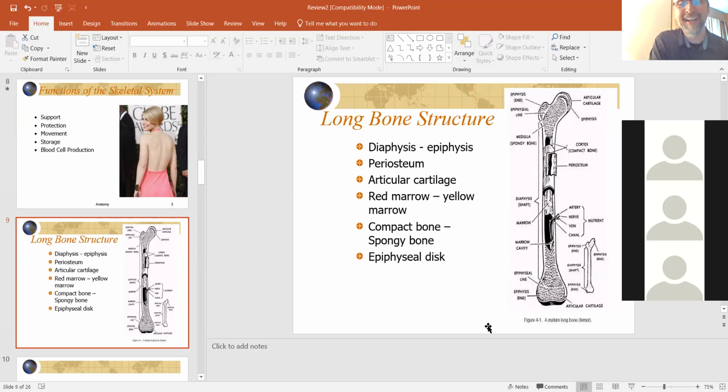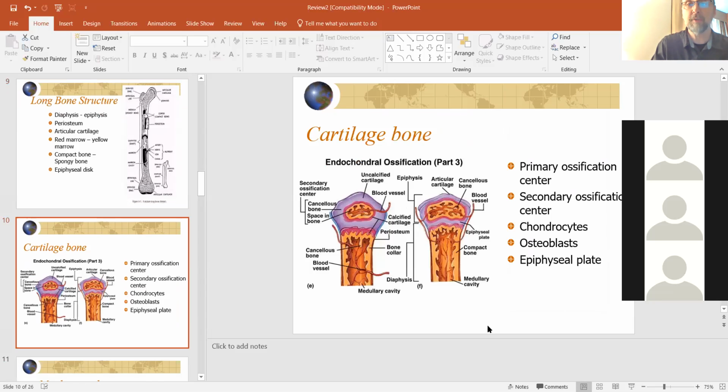And so what happens at the periosteum, what's going on at the epiphyseal disc, what happens in red bone marrow, what happens in yellow bone marrow, those kind of things. Let's go here. There's also an important component of development here, how bones form and grow and change over time.